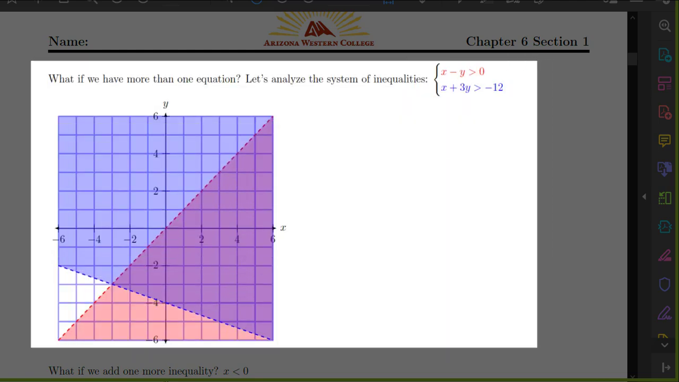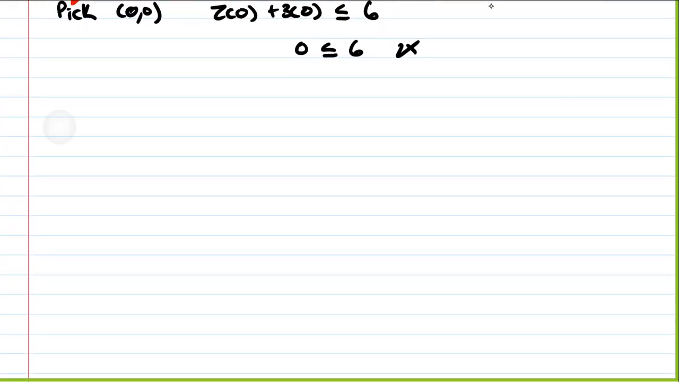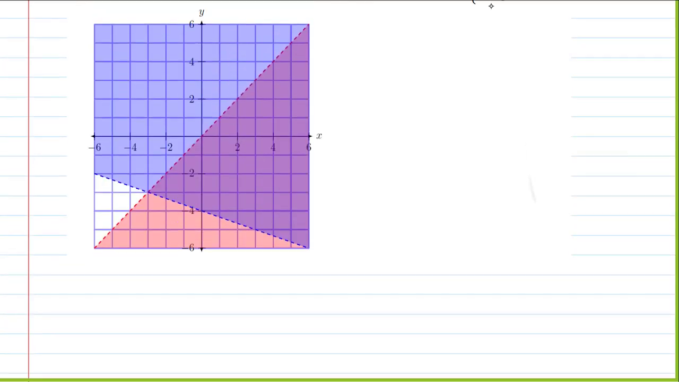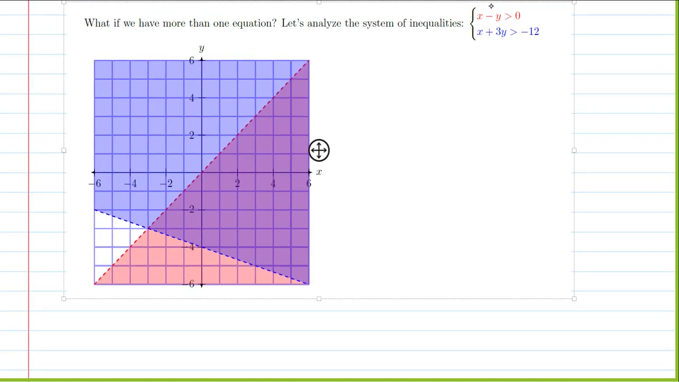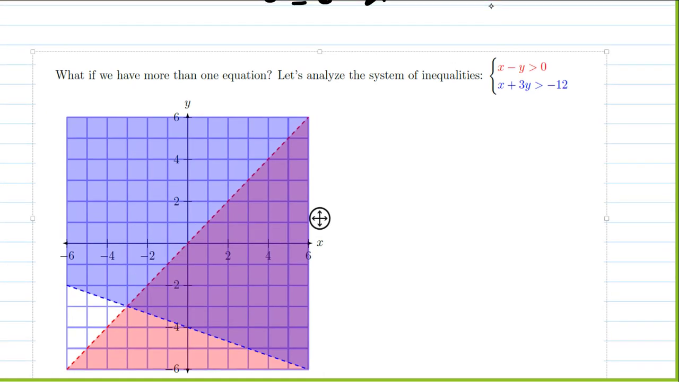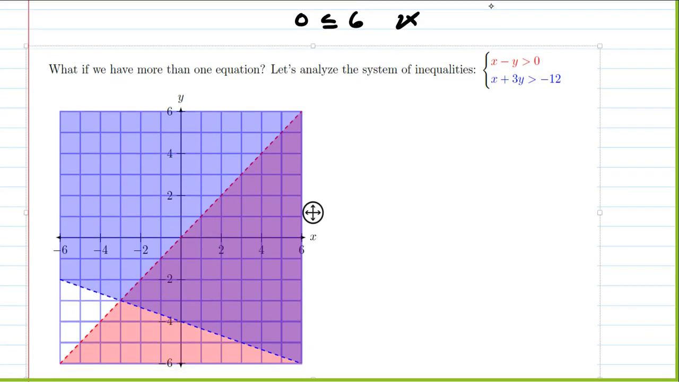So what if we had more than one inequality? In the past couple of chapters, we solved systems of linear equations. And when we solved a system of linear equations, we found a point, right? It was the intersection of those two curves. Well, if we graph this system of linear inequalities, which is done here, just to emphasize, this is the red line, and it's dashed because it's not included. This is the blue line, and it's dashed because it's not included.